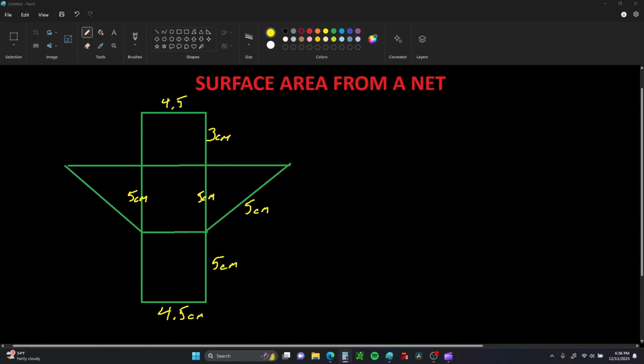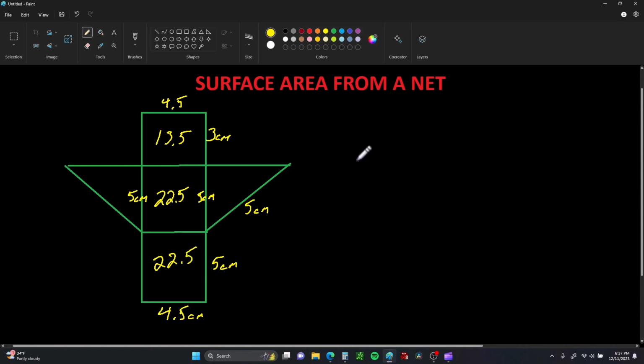So we'll go ahead and label the area of each of the individual rectangles. So I have 3 times 4.5. I'm cheating and using a calculator off to the side. So this is 13.5. This one over here, this is 4.5 times 5. So this one is 22.5. So is this one here.